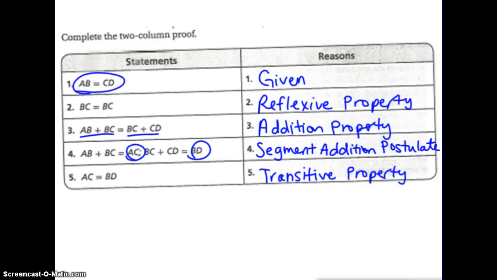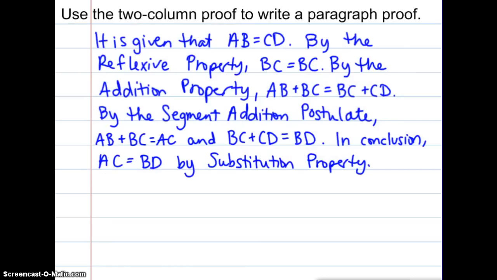So I'm going to go change this to the substitution property just to make sure they are the same. I kind of feel like substitution property would be better here because we are substituting BC plus CD in here, and then we're using the transitive property. But I'm not going to quibble over that. You can take your pick. So there we are back again at our finished paragraph proof.